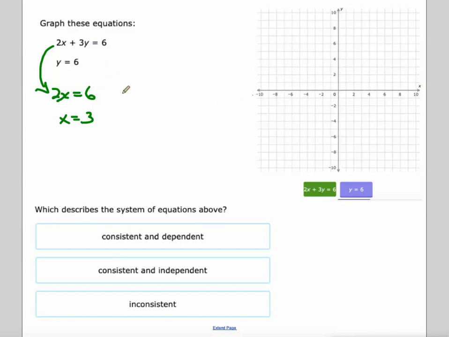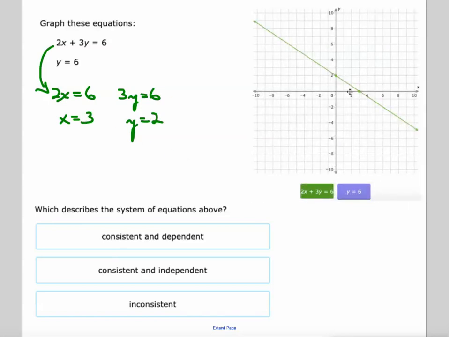And then the y-intercept would be if you ignore the x term. So just rewrite the equation without the x term, and then solve that equation for y. 6 divided by 3 is 2. So the x-intercept is 3, the y-intercept is 2. That graph would look like this. X-intercept 3 right there, y-intercept 2 right there.